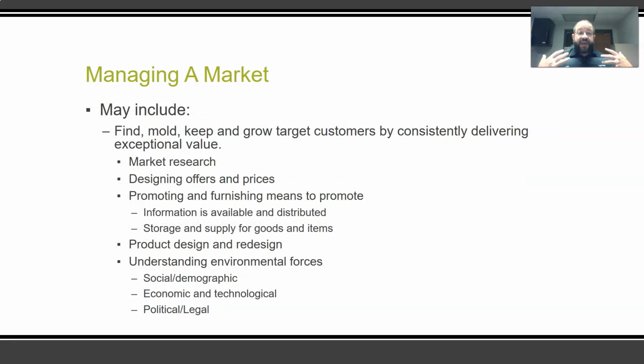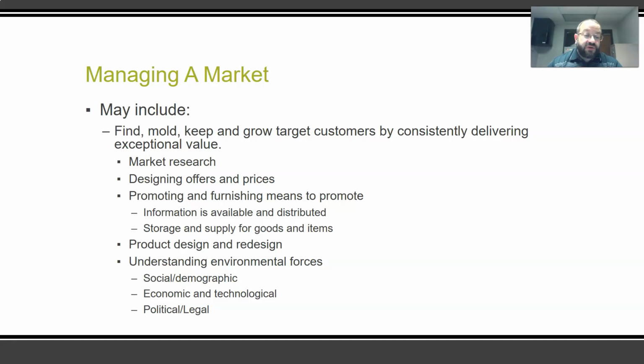Now, managing a market may include finding, molding, keeping, and growing your target customers by consistently delivering exceptional value. This includes doing things like market research. We'll do an activity on that, all right? It's basically knowing what the market says about you, or says about the product, or knowing what's going on in the market. Designing offers and prices, that's important, right? Maybe it includes promoting and furnishing the means to promote, so make sure the information is available and distributed, and storing and supplying of goods and items. Are they going to be stored in a warehouse? Are they going to be stored on a shelf? Where are they going to be placed? That kind of thing, right? Maybe it includes product design and redesign, or understanding environmental forces, right?